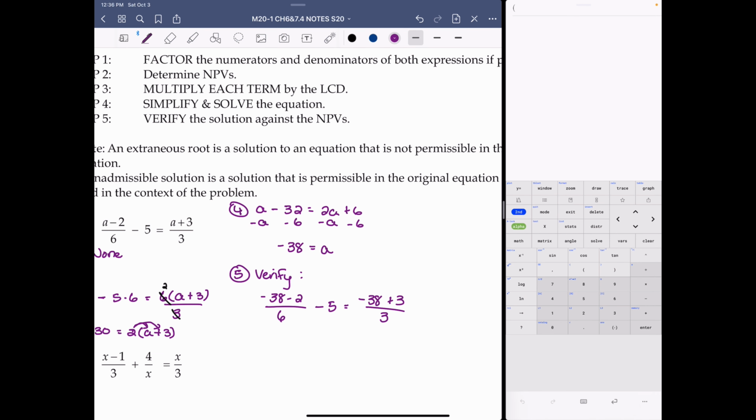Bracket for the numerator, negative 38 minus 2, close the bracket on the numerator, divided by 6, then minus 5. Change that to a fraction, and it gives me negative 35 over 3. And the second one, negative 38 plus 3 is negative 35, and the bottom is 3. That's verified. So a equals negative 38 is our solution.